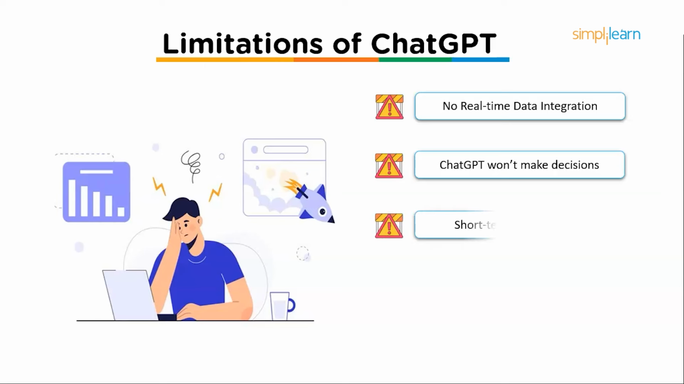Now, moving on to the third one, we have short-term memory loss. That means if the conversation gets too long, ChatGPT sometimes forgets the earlier details. You might find yourself repeating information about your project. So keep conversations short and focused on specific tasks. If you need continuity, save important details in a document and re-enter them when needed.